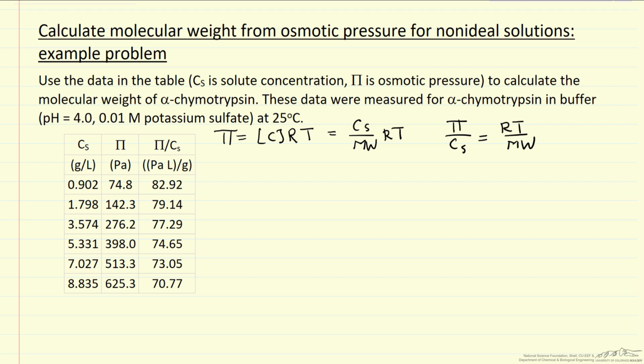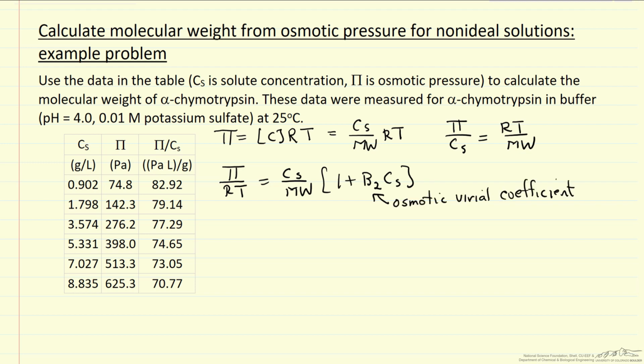And so we could model the non-ideal solution. It's sometimes done in terms of osmotic virial coefficients. And so let's look at the case and what we're going to pick. So I'm writing the equation again, slightly rearranged. And then let's try and fit the data where this is the osmotic virial coefficient. And it's related to the fact there are interactions between these solute molecules. So the S in the concentration indicates a solute.